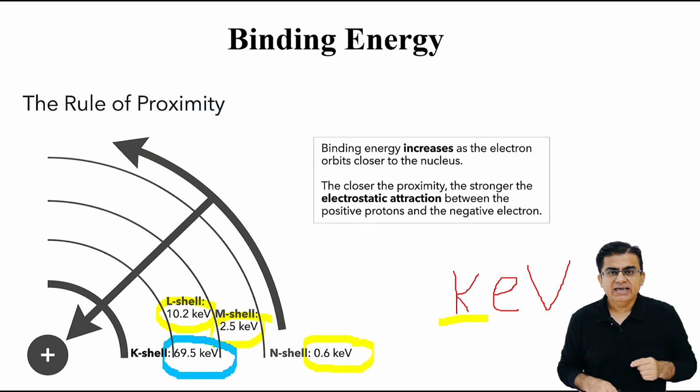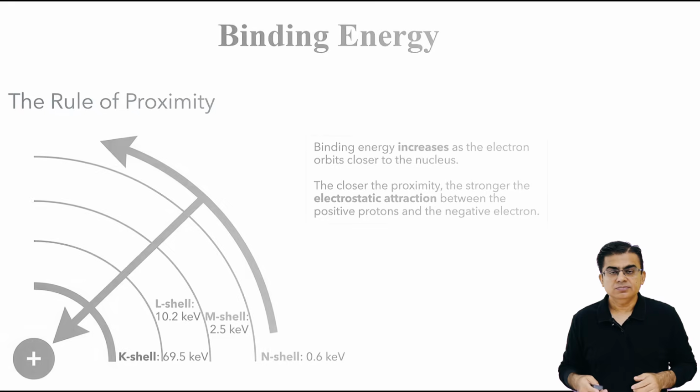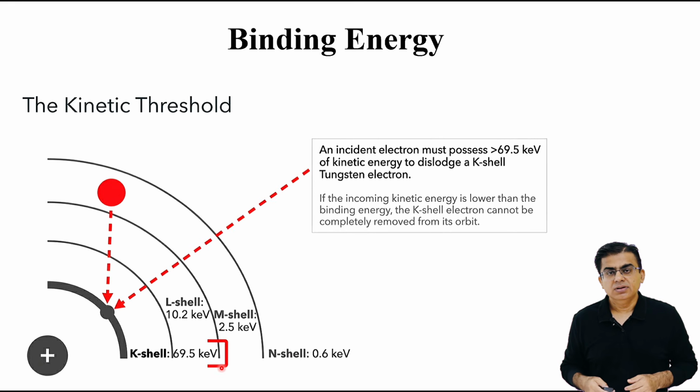When we say the K shell binding energy is 69.5 keV, it means the electron is held tightly in its place with 69,500 electron volts of energy. This is what keV means. I want you to memorize this specific number, 69.5 kilo electron volt, right now.